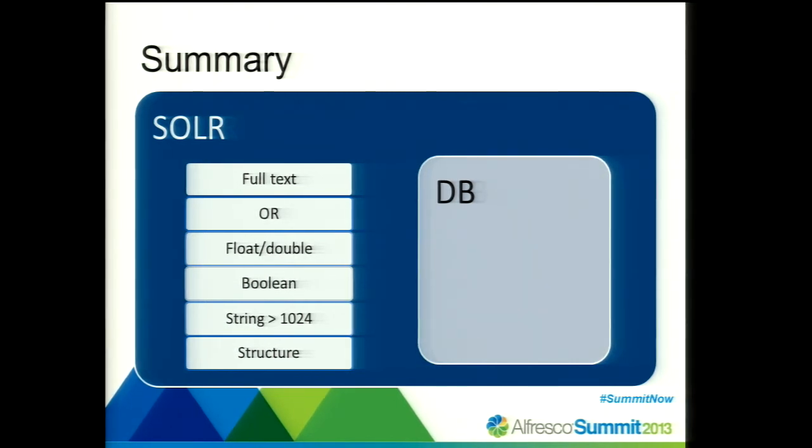So we also don't support strings greater than 1024, and we don't support in general queries against complex structure in tree and path, but we do support in folder and parent in terms of the AFTS stuff.